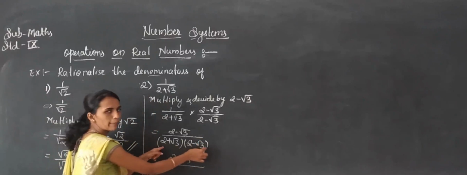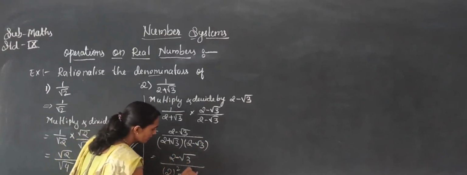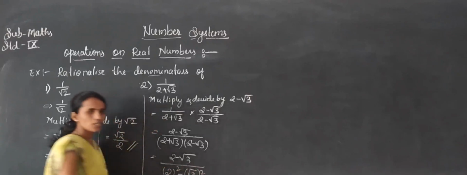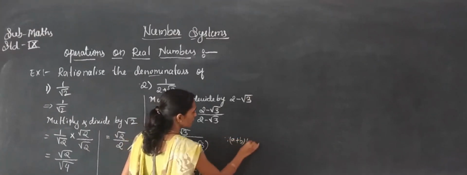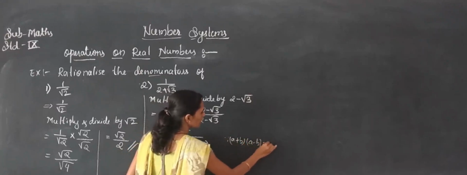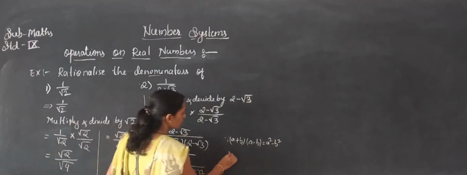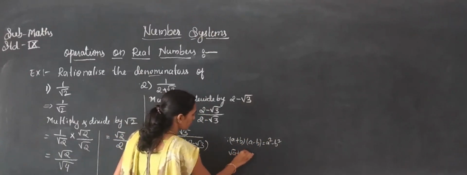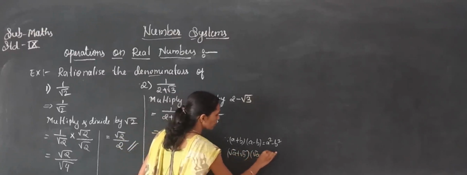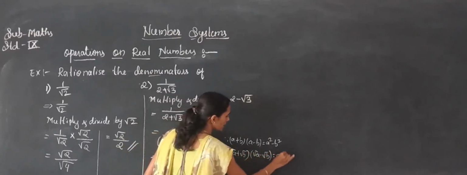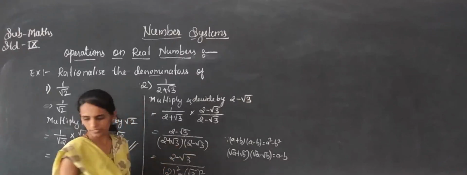So (a plus b) into (a minus b) gives us a square minus b square. Yes or no? Because we know that (a plus b) into (a minus b) is equal to a square minus b square. So the identity is there. Otherwise, (root a plus root b) into (root a minus root b) is equal to a minus b. So here what will happen? Square and square root get cancelled, and a and b are there.